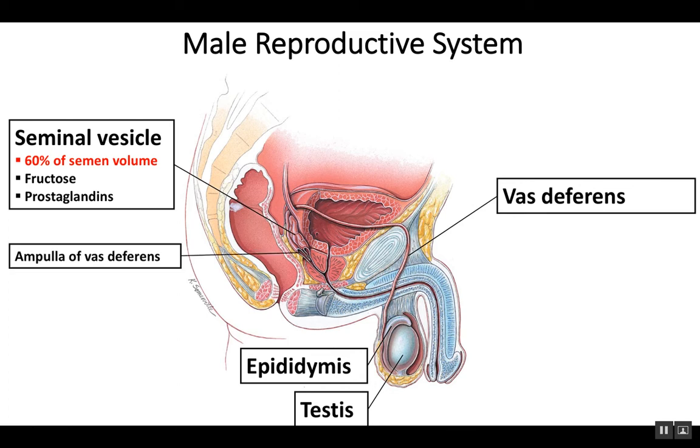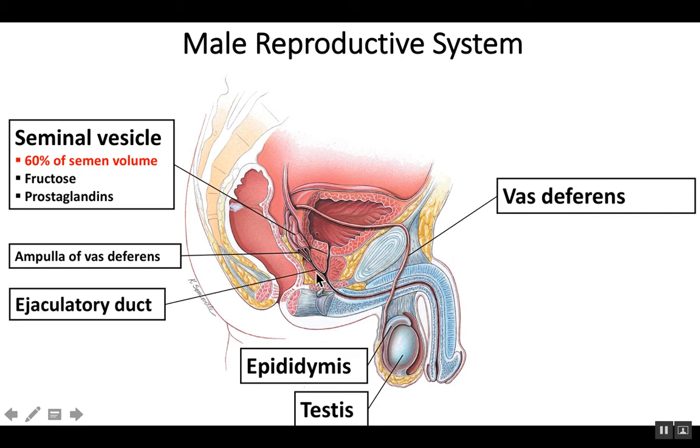The end of the vas deferens is called the ampulla. The ampulla joins the duct from the seminal vesicle. So the seminal vesicle has a little duct coming out of it here. The vas deferens, the ampulla, is here. Those two combine to form what's known as the ejaculatory duct. And there's going to be two of those, one on the right side, one on the left side. They're found within the prostate gland. So the prostate gland is this fairly large gland sitting just below the urinary bladder.